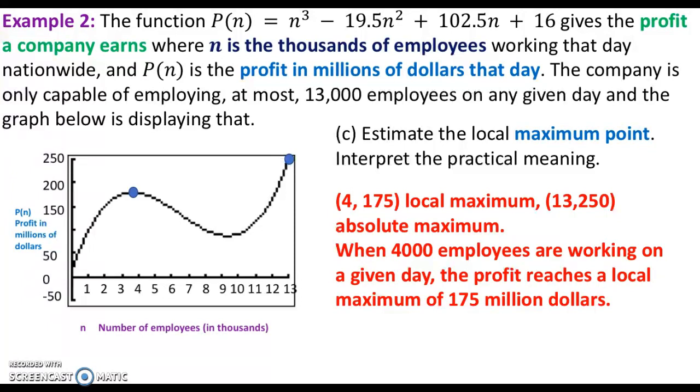So let's put it into a sentence, as we like to put it into context. That means when 4,000 employees are working on a given day, the profit reaches a local maximum of $175 million. Or when 13,000 employees are working on a given day, I reach my absolute maximum profit of $250 million.